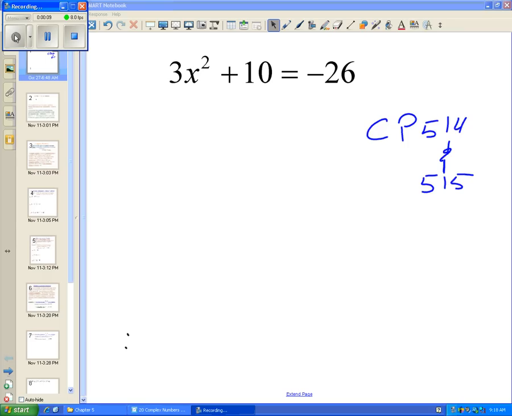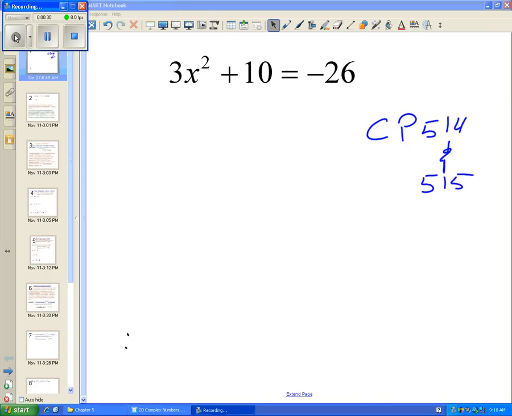Thank you for coming. This is Chapter 5, Section 4. We're talking about complex numbers and imaginary numbers. We are on Course Pack pages 514 and 515. These notes are in the book so you can follow along in the Course Pack.